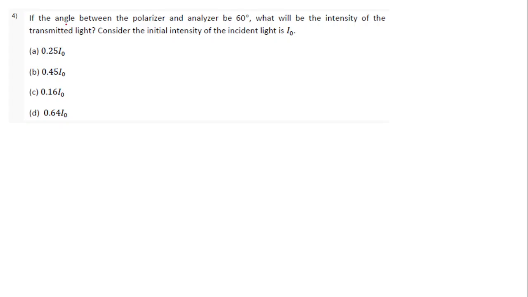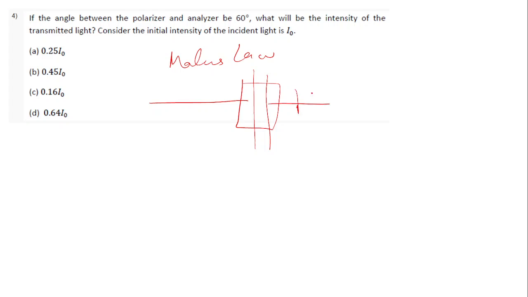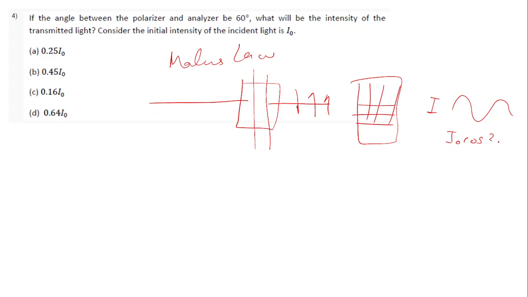Next question. The angle between the polarizer and analyzer is 60 degrees. Malus law, keep in mind. Unpolarized light is coming, there is a polarizer, its optic axis along whatever it is, the light will get polarized along that direction, and then we have an analyzer. Depending on which direction we rotate the optic axis, we'll get intensity outside accordingly, which will vary as I naught cos square theta.